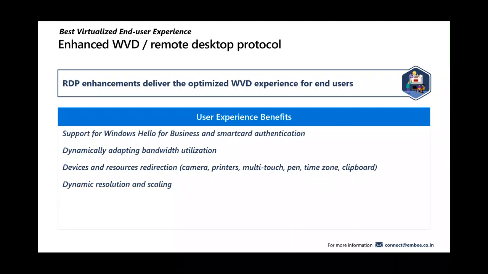It dynamically adapts bandwidth utilization. For example, if your end user's bandwidth is not at a required level, then WVD identifies the bandwidth available in the end user environment and automatically and dynamically decreases the content size and sends it to the end user. So it's an automatic process, and the decreasing of the content is automatically identified by WVD and sent to your end user.